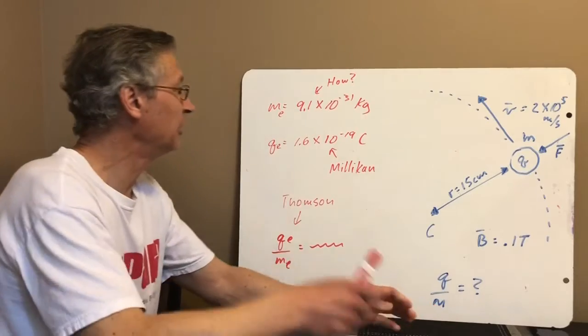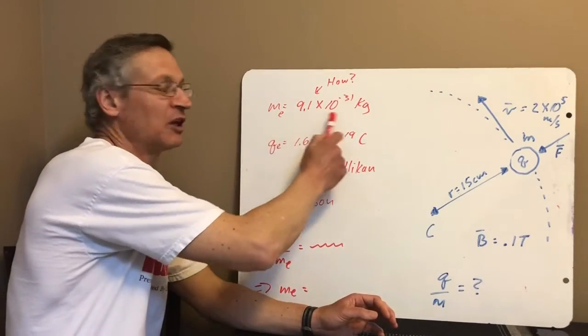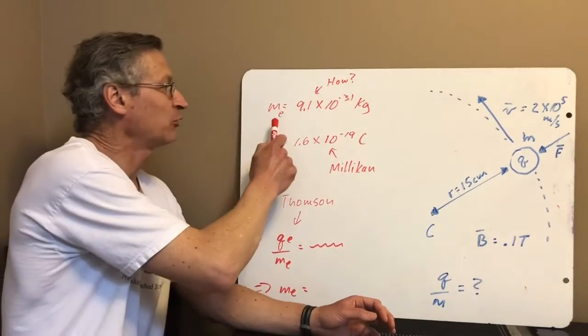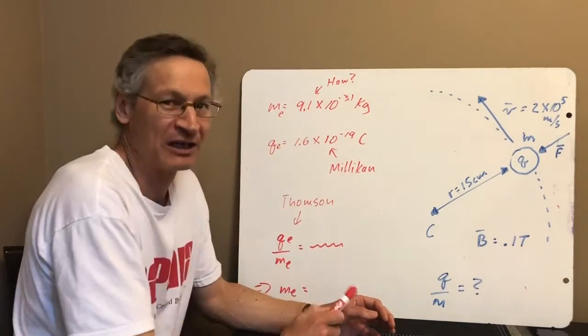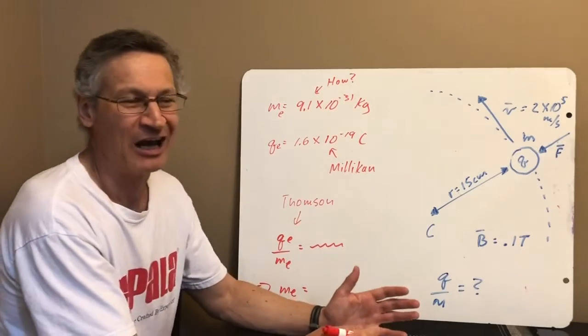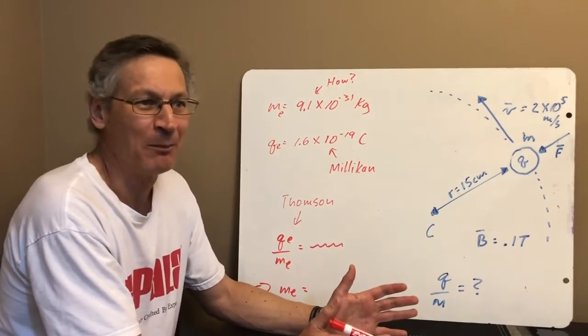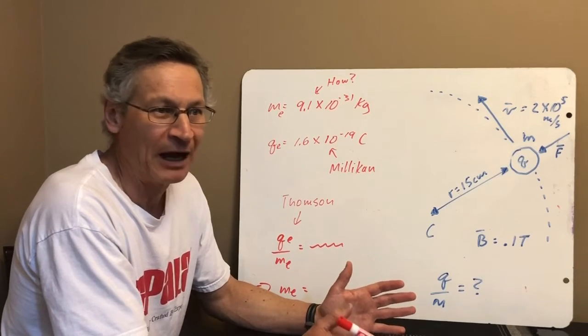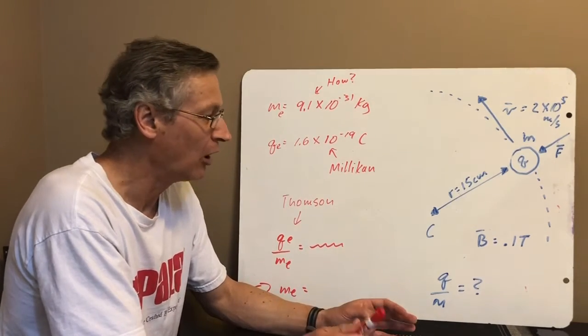So here's something that we know. You've come across this number in a couple of examples we've done. The mass of an electron is 9.1 × 10⁻³¹ kilograms. Now the question is, how the heck do you figure out the mass of an electron? Like, you're obviously not putting the thing on a balance.